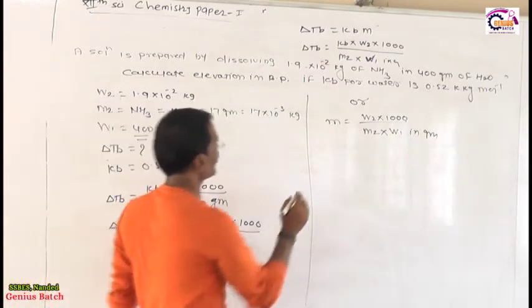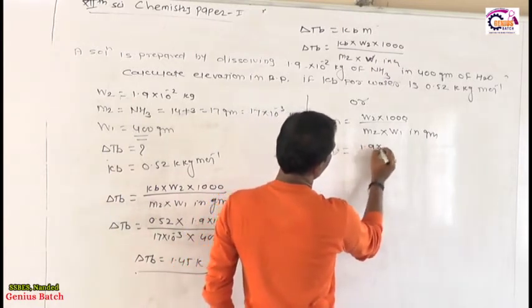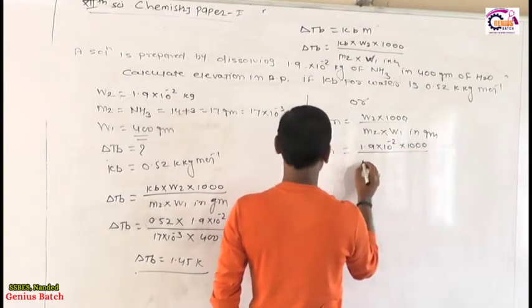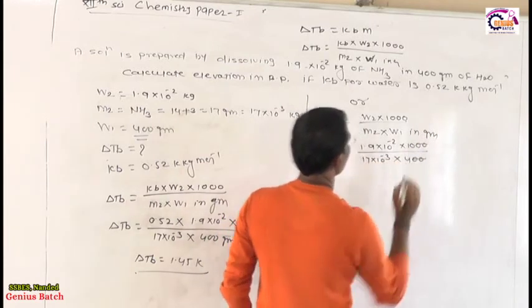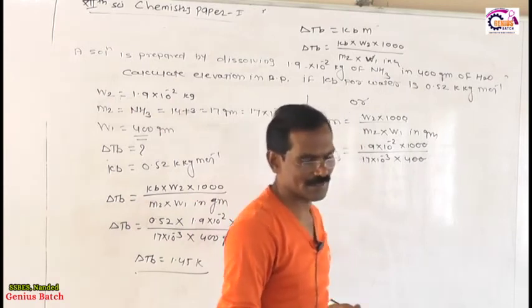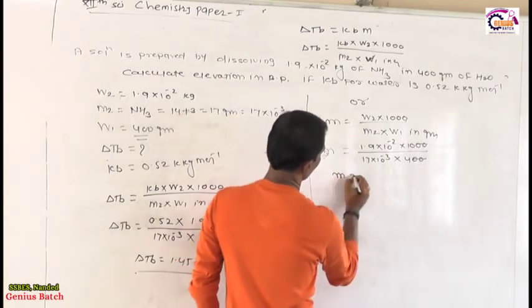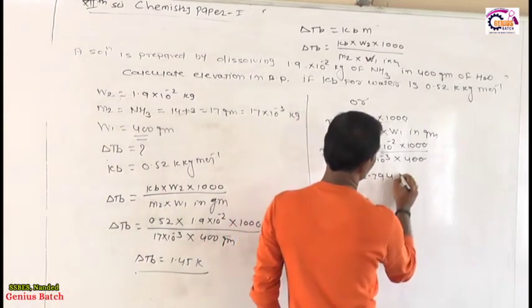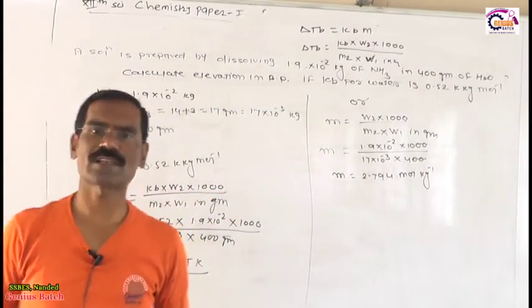So how to calculate the molality? Small m is equal to W2 is 1.9 into 10 raised to minus 2, into 1000, divided by 17 into 10 raised to minus 3, into 400. This gets cancelled. After putting all these values, m is equal to 2.794 mole per kilogram. So this is the value of m. m is called the molality.